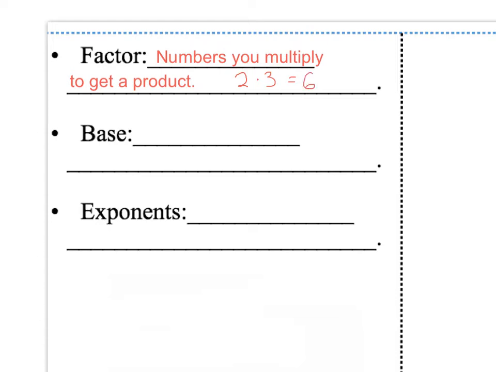Our second vocabulary word is called base. And the base is the repeated factor. The base is the number that repeats over and over again when I multiply.